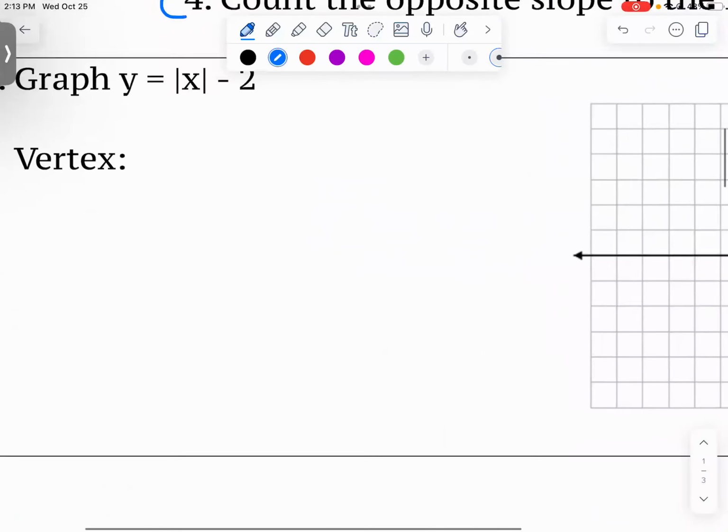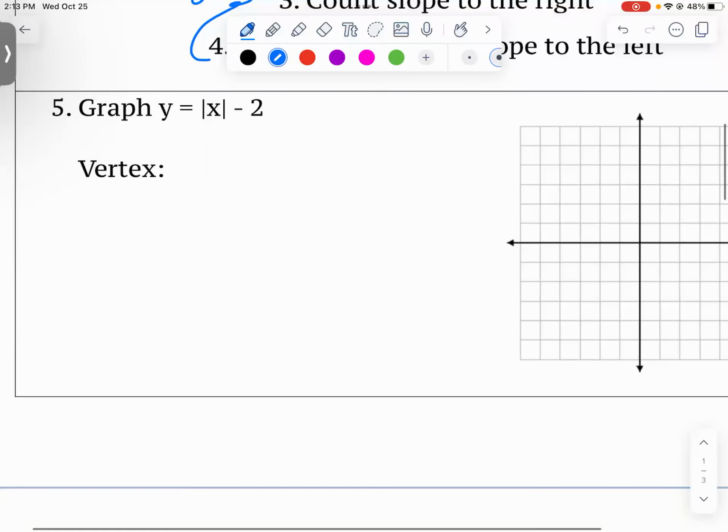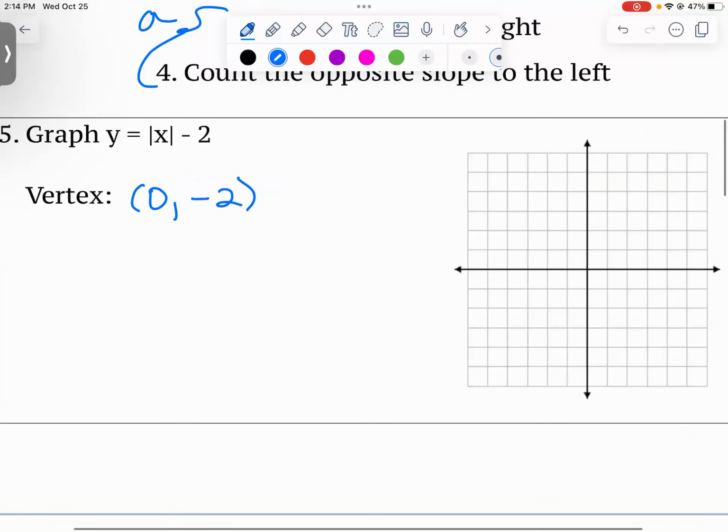So let's look at this graph for number 5 right here. Raise your hand if you can tell me what the vertex is. Gabe says (0, -2). Drew, how did he get that? There's nothing inside with the x, so our x coordinate stays, but this -2 means we're going to go down 2. So everybody on your graph, go down 2.